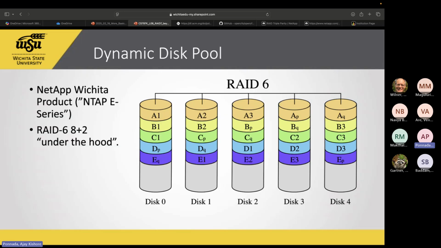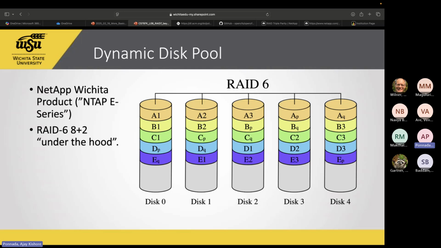Dynamic disk pooling. Again, in RAID 6, you have two parity bits that are rotating: BP, BQ, CP, CQ, DP, DQ, EQ, EP. See, so the NetApp Wichita product. This RAID 6 originated at NetApp E-Series in Wichita. Under the hood, it's 8 plus 2.